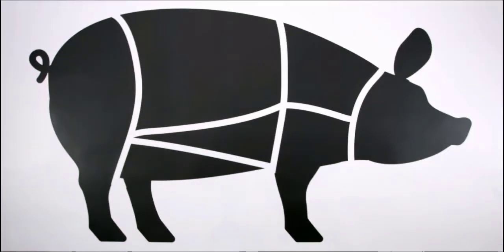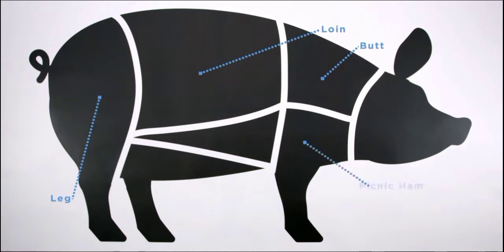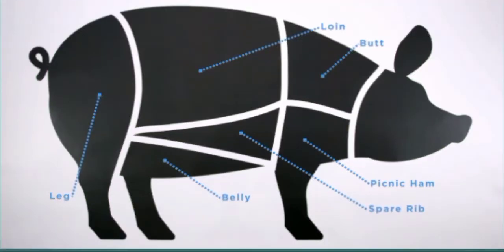Okay, let's go over the pork map before we get started on the cuts. Pork is divided into primals. We have the leg, the loin, and the butt, which confusingly is actually the shoulder, and then we have the picnic hump, the spare rib, and the belly.